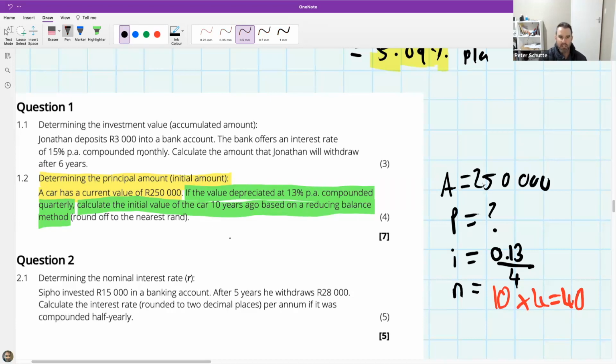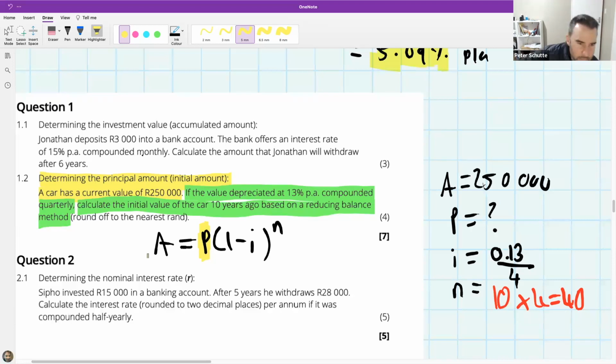Now, because we're dealing with the reducing balance method, the formula you should be using should be that one. And you want to find what is that initial P value if the current value, or the book value, is 250,000. It's quite a sneaky question, hey? It's a bit trickier.